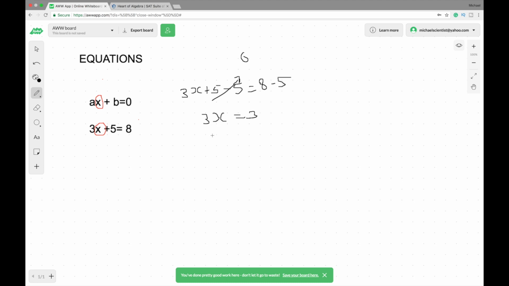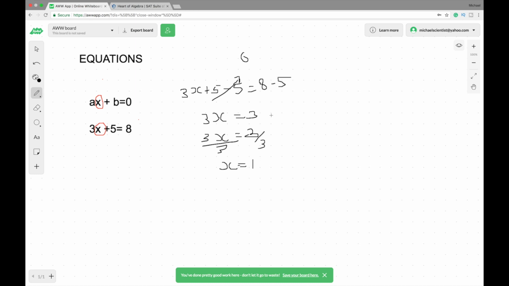The next step in determining what x would be, we would have to divide by 3 on both sides, right? Do the opposite of what 3 is doing to x. It's being multiplied by x, so we have to divide on both sides. Then x will be equal to 1, right? 3 over 3, that's a whole. So x is equal to 1.